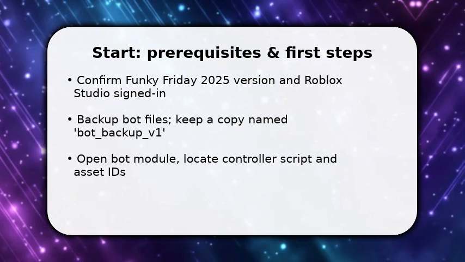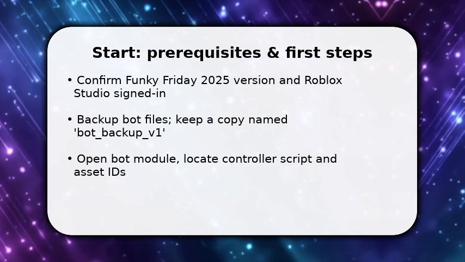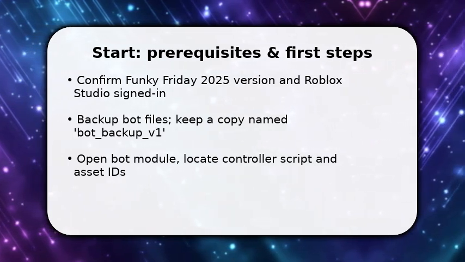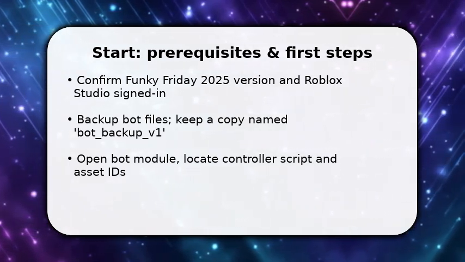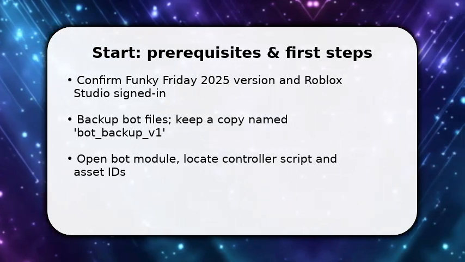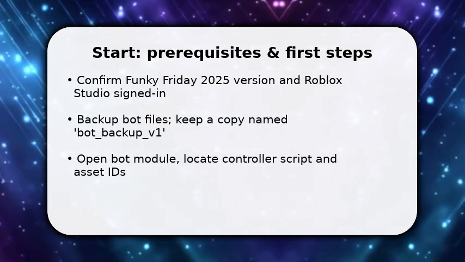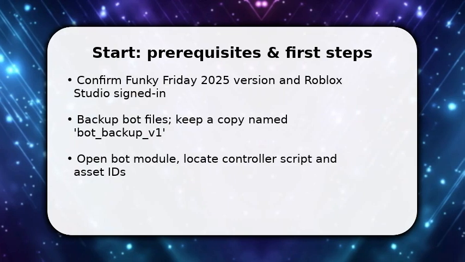Open the song or bot module you want to edit, then locate the controller script and asset ID. Once done, enable Studio's command bar and output for debugging. These steps let you change core parameters safely while retaining a recoverable copy. Follow them in order so changes remain testable before live deployment.